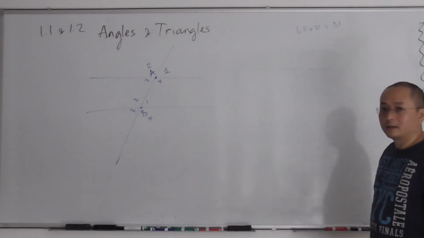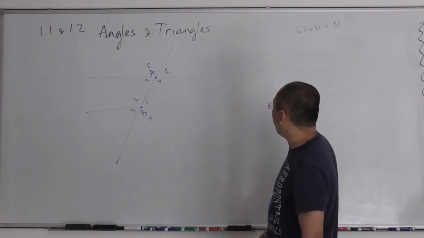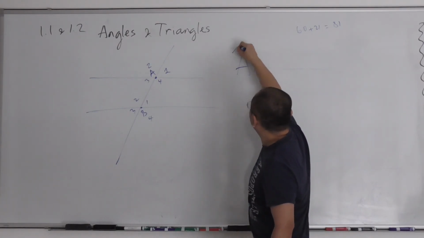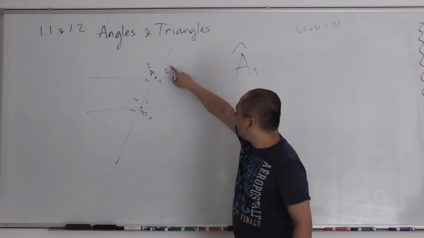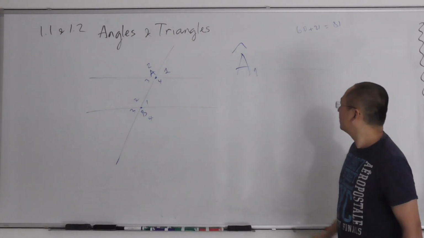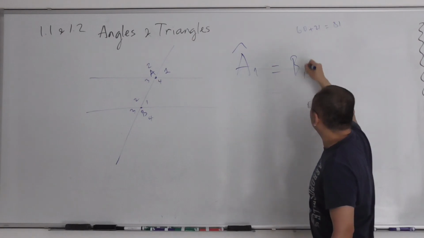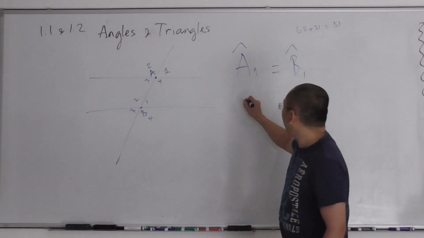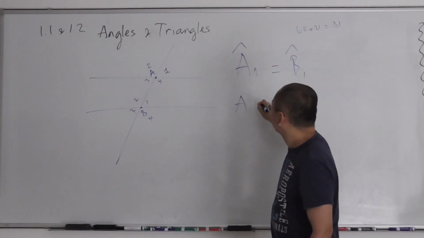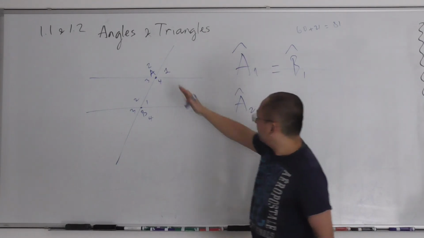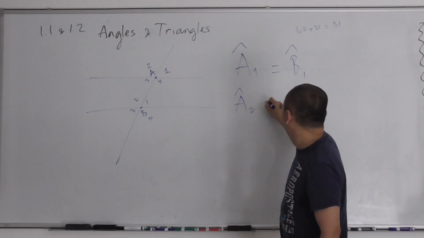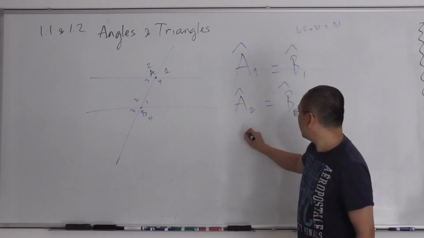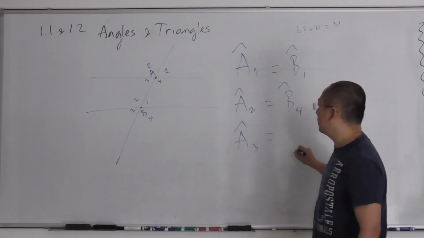You can see that those angles have some relationships. Look at angle A1. I claim that angle A1 is going to be the same as angle B1. Angle A2 on that side is the same as angle B4. And then the third pair that I want to emphasize is angle A3 equal to angle B1.